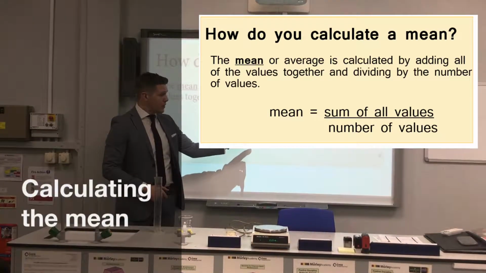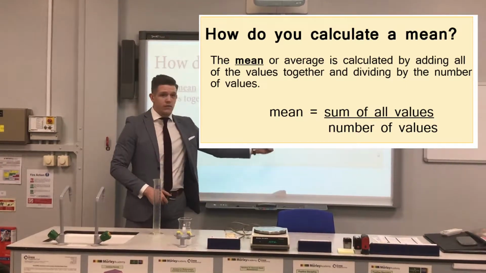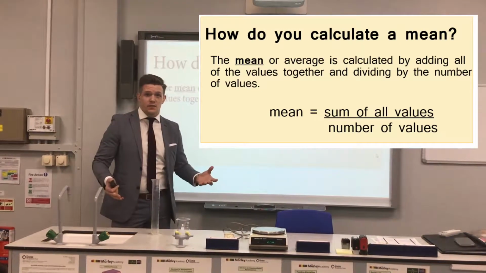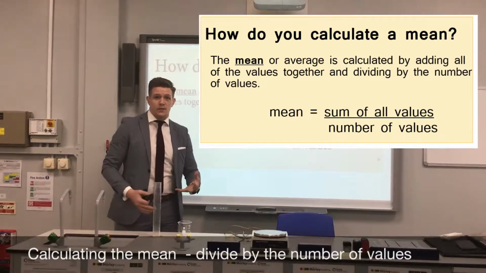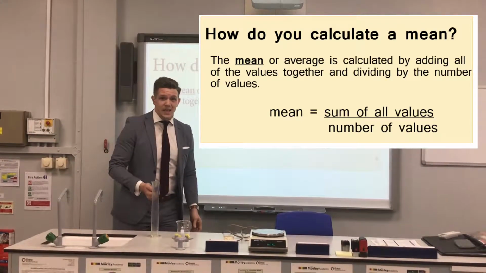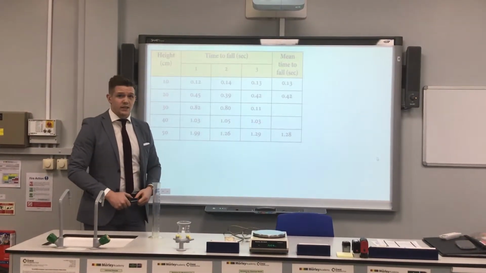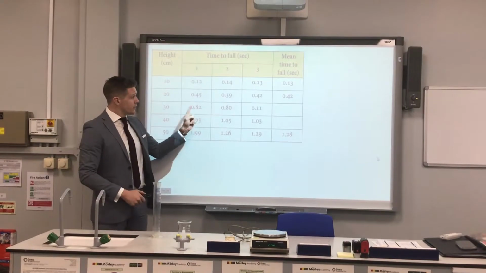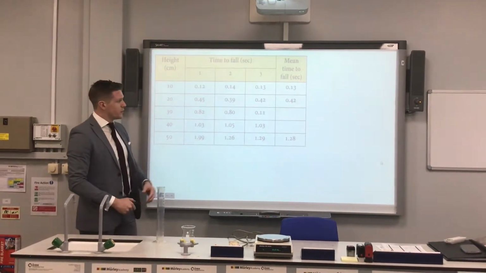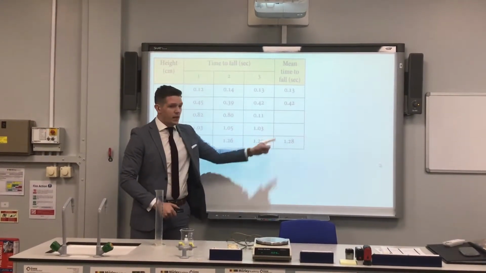Firstly, what a mean is. It's working out the sum of all the values and then dividing it by the number of the values. That's the key bit. So if there are 5 sets of values, you divide it by 5. If there are only 2 sets of values, you divide it by 2. If we look at an example then, I've got some data here that I've just collected together, and I can see I've got some repeats for the time it took for my object to fall. What I'm wanting to do is work out those missing mean values.